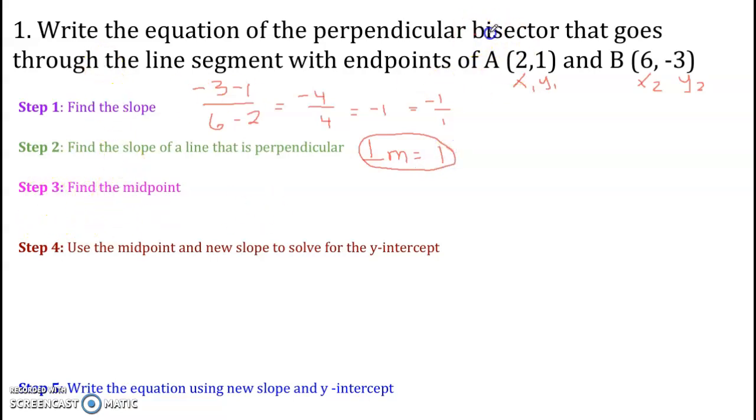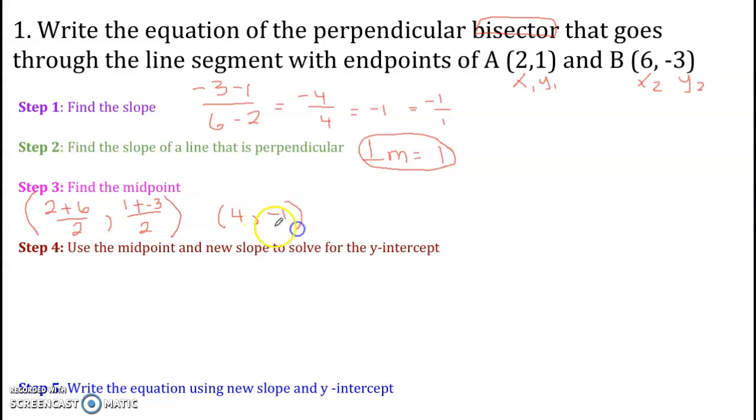Because it's a bisector, we cut it in the middle, I need the midpoint. So remember, midpoints are always coordinates. So the midpoint formula says add our x's, which is 2 plus 6, and middle means divided by 2. 1 plus negative 3 divided by 2. And 6 plus 2 is 8, divided by 2 is 4. And 1 plus negative 3 is negative 2. Negative 2 divided by 2 is actually negative 1.